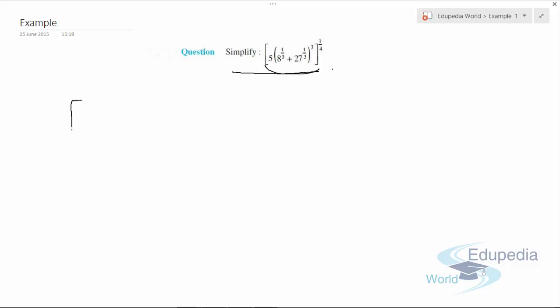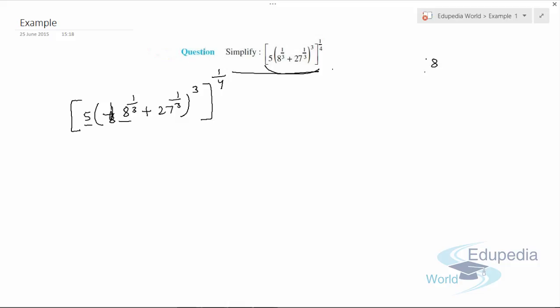So the question is 5 into 8 raised to power 1 by 3 plus 27 raised to power 1 by 3, bracket close, whole power 3, then again bracket close, again whole power 1 by 4. Now whenever you have to solve these type of questions, you always have to make the numbers prime numbers. So we can clearly see here 5 is a prime number, but 8 is not a prime number. So we can factorize 8.